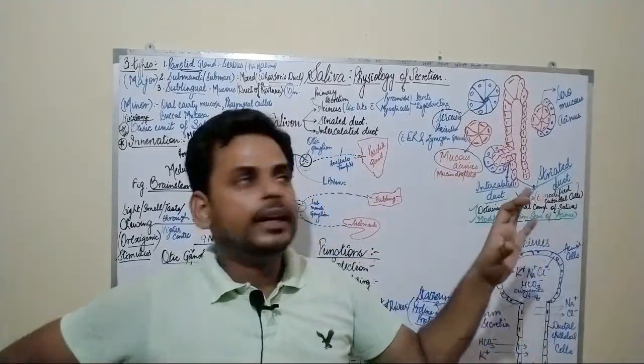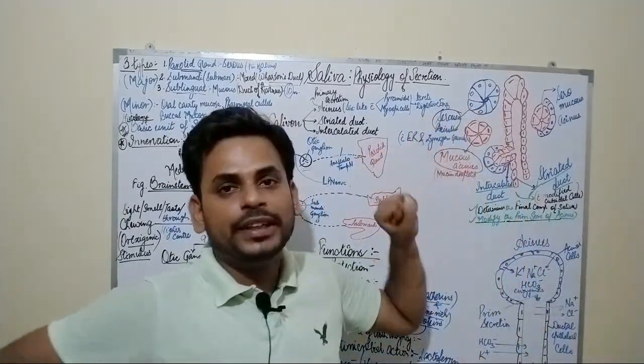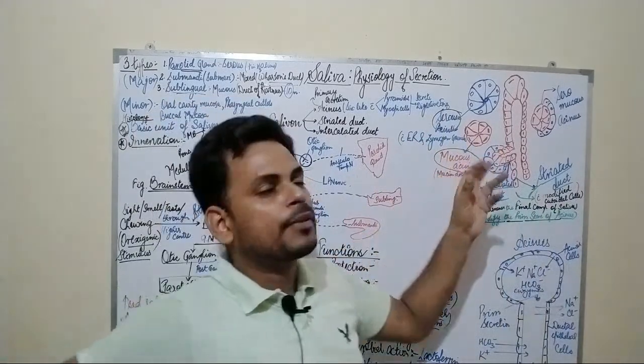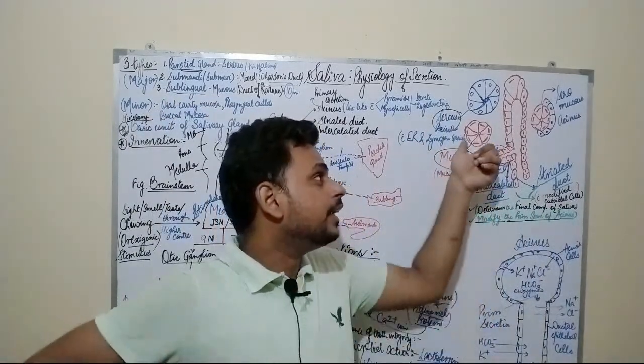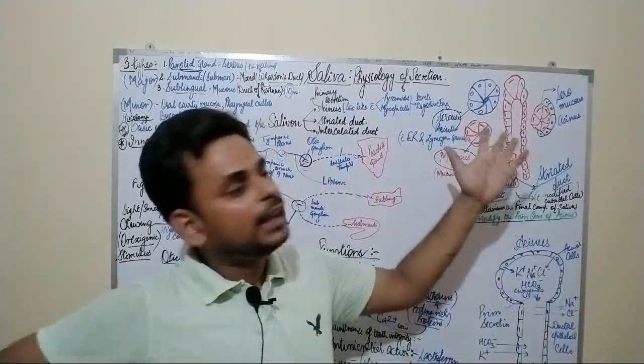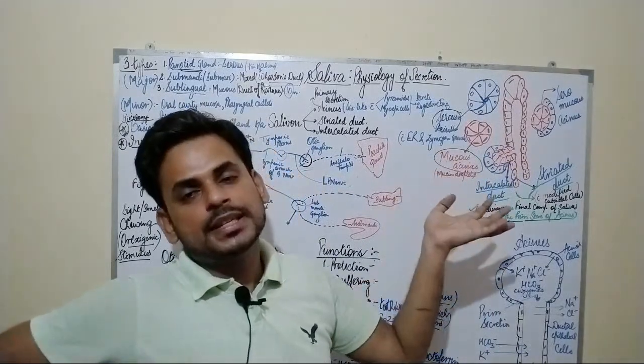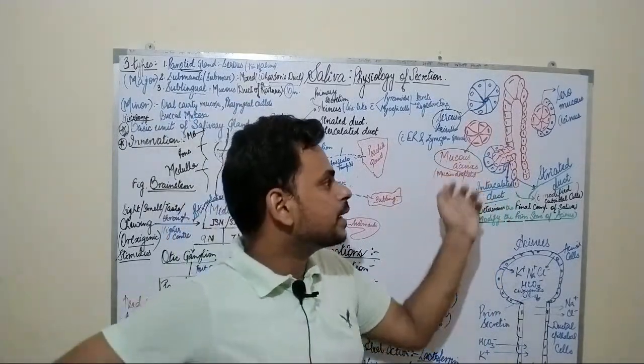So these enzymes are contained in the zymogen granules, and the rough endoplasmic reticulum is very abundantly seen in the serous type of acini, whereas the mucous type of acini contain mucin droplets, and the mucinous secretions come from the mucous acini.